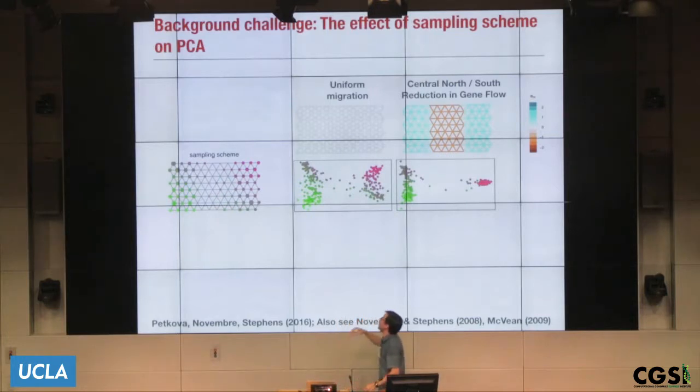So this is a demonstration of that, where we have a scenario with uniform migration on the left, and a scenario where there's a depression of migration north-south on the right. The sampling scheme is shown on the left here, with the size of the dots representing the number of samples coming from any one location. You can see there's a gap of sampling in the middle. These gaps are commonplace just because of the logistics of sampling. You sample one place, you go somewhere else, there's a gap in between. People rarely are able to get continuous samples across space. So even if you have uniform migration, the PCA on this data will produce two clusters, just as you'll get with a reduction in gene flow. The exact shapes differ, but the presence of two clusters is there.